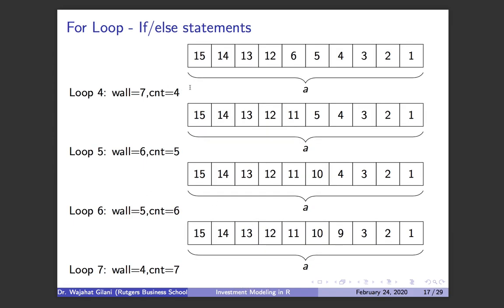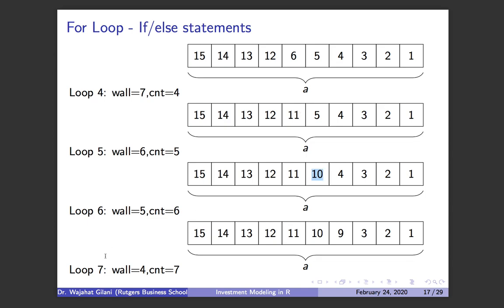Loop 4, CNT is going to have the value 4. Wall is going to have the value 7. 7 plus 5 will be 12. And that'll go into the fourth position of the array. In loop 5, wall's going to have a value 6. 6 plus 5 is going to be 11. That's going to go in the fifth position of A. In loop 6, wall's going to have a value of 5. And then the sixth value is going to be 5 plus 5, which is 10, and that's why 10 goes in the sixth position, and so on, so on.